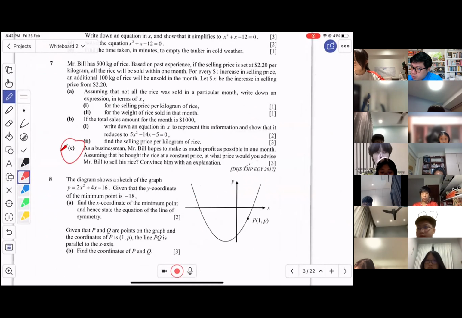Wow, this one I need to. At what price will you advise Mr. Bill to sell his rice? Okay. This one, right?